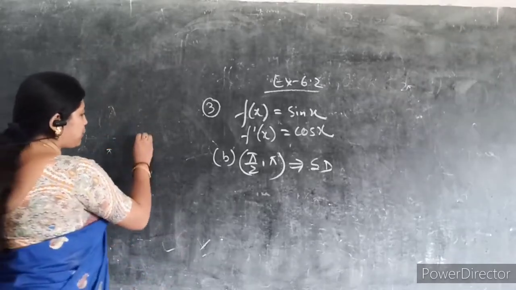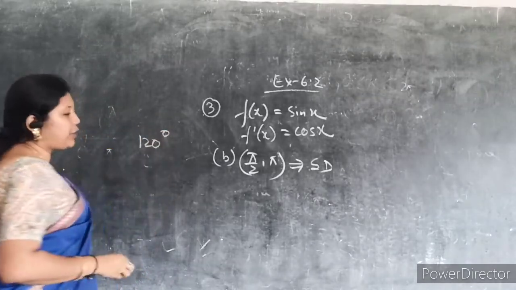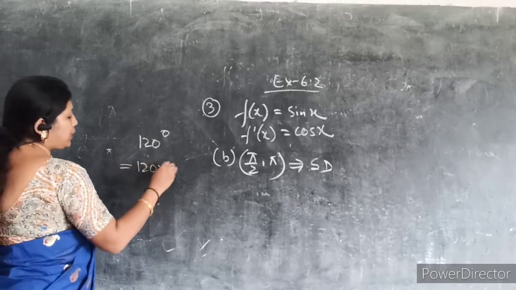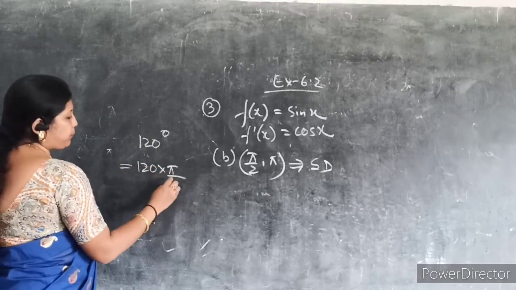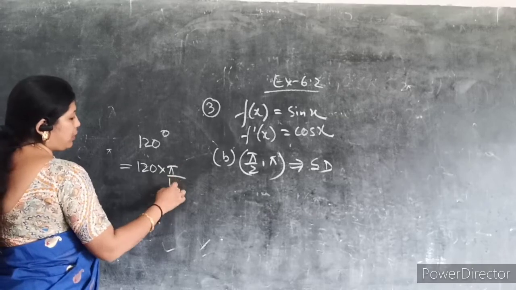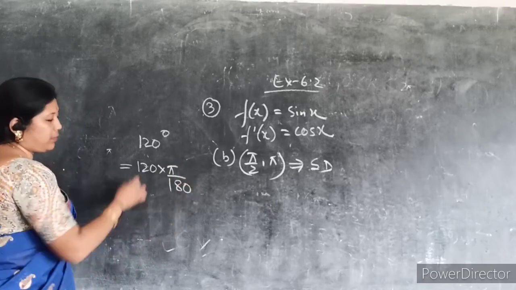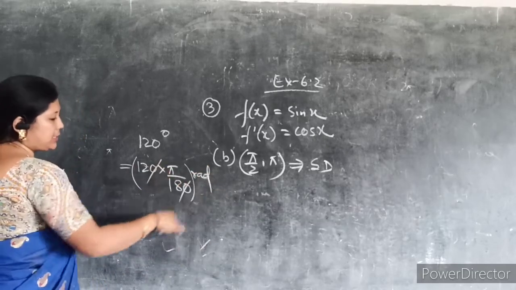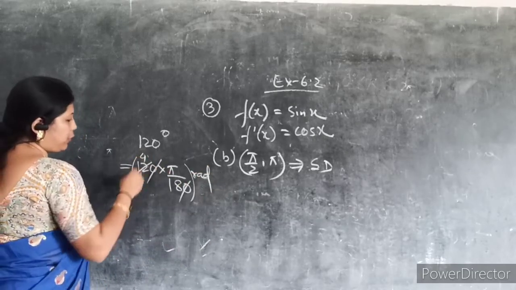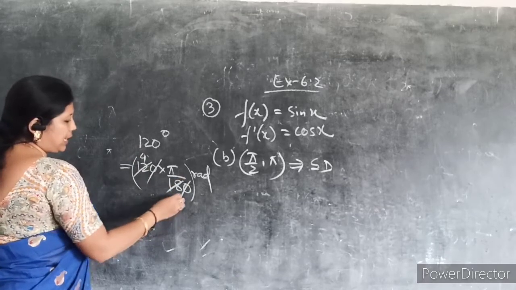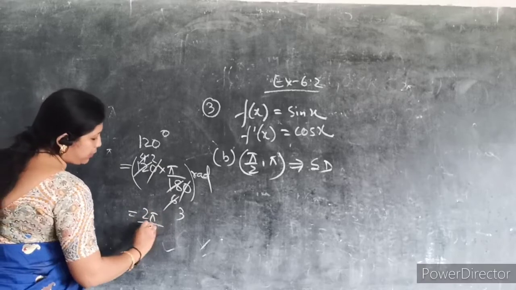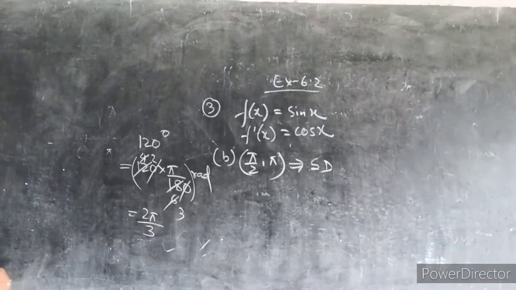Suppose you forget how to write 120 degrees in radian form. What was the formula? 120 into pi by 180. That will be in terms of radian. Cancelling the zeros, 3 fours are 12, 3 sixes are 18, and again dividing by 2, 3, 2. So in radian form you can write 2 pi by 3. Right?